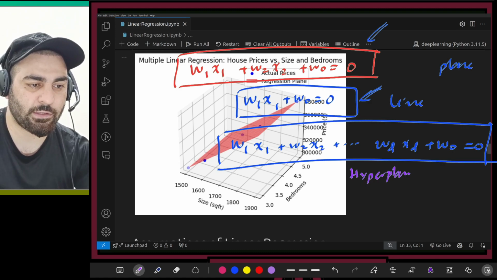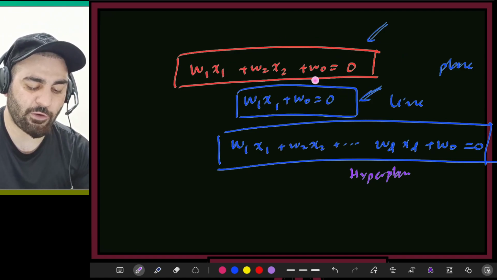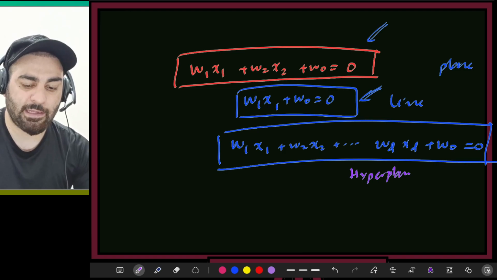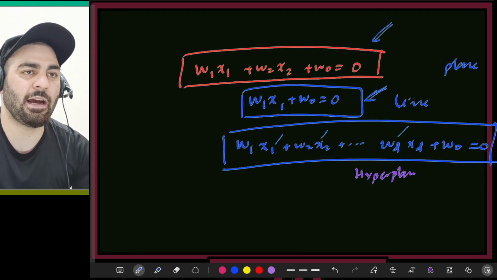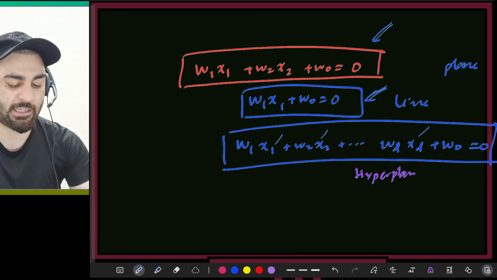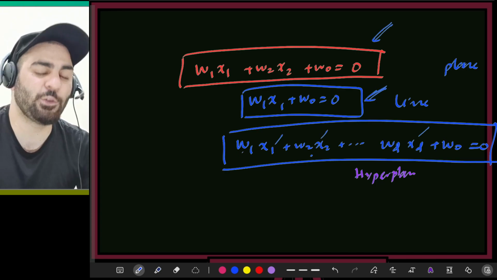If you see, this is my equation of plane, this is my equation of line, and this is my equation of hyperplane. These x1, x2 till xd can be thought of as features, and these w1, w2 and so on can be thought of as weights. How much weight do you assign to these things?